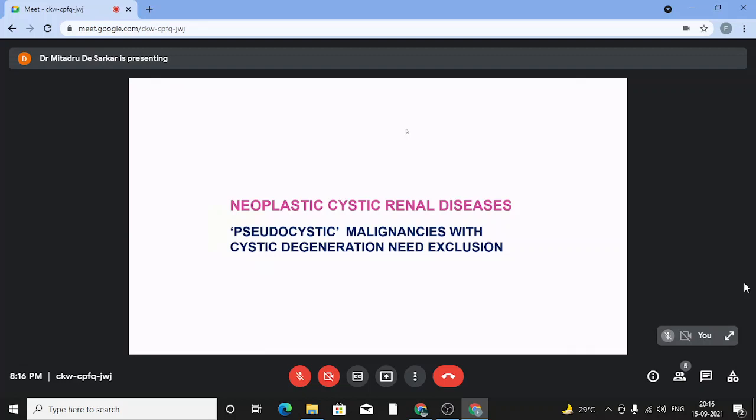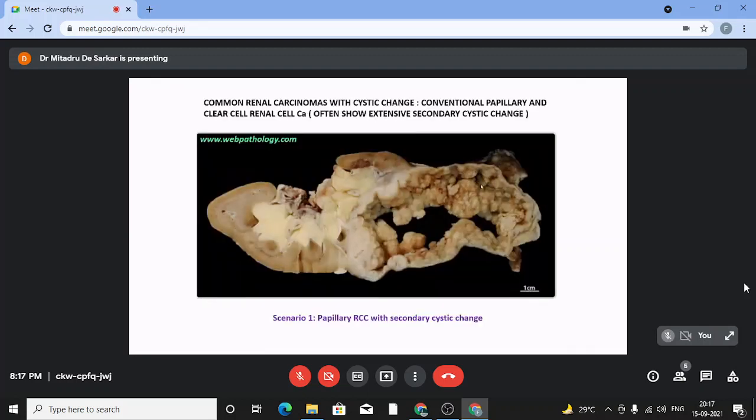RCCs as well as Wilms tumors sometimes can have extensive amount of hemorrhagic change, necrosis, which will subsequently lead to a so-called cystic appearance. However, those are actually pseudocystic malignancies which should not come into a differential diagnosis when you are talking about a cystic pattern tumor. For example, like in the case of papillary RCC, sometimes you can get a tumor which is so cystic that you have only got small amounts of tumors which are kind of sticking to the wall of the cyst.